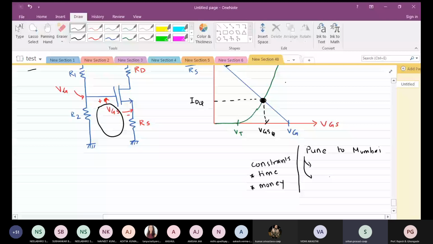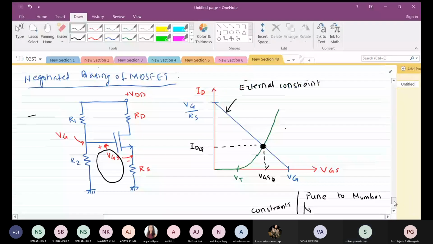The constraints, and you have to work within the constraints. So I can say that this is an external constraint, just like money and time. Whereas this curve will actually denote the device constraint, or the MOSFET constraint.